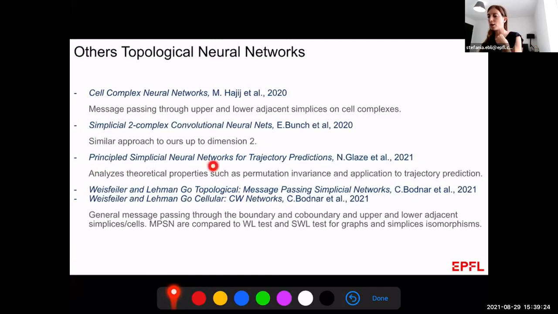We had principal simplicial neural networks for trajectory prediction by Glaze et al., in which they analyzed theoretical properties of the simplicial neural network. And finally, we had these 2 papers, Weisfeiler-Lehman go topological message passing simplicial network and Weisfeiler-Lehman go cellular CW networks by Bodnar et al., in which they define a general message passing through the boundary and co-boundary operators and also through adjacent simplices and or cells. And what is interesting is the application of these neural networks to perform isomorphism tests on graphs. And I would like to spend maybe a few minutes describing what they are doing.